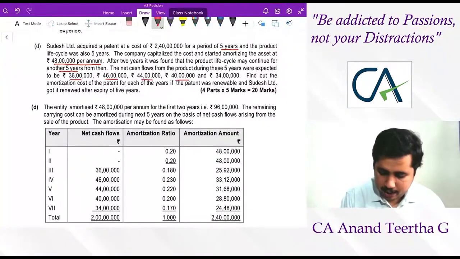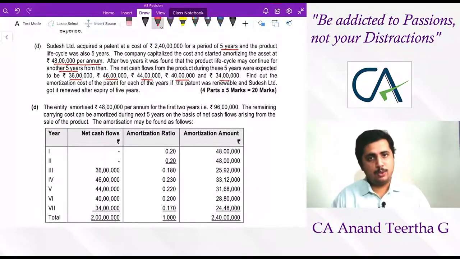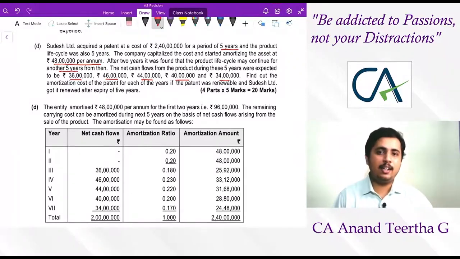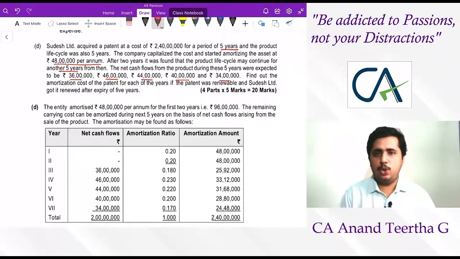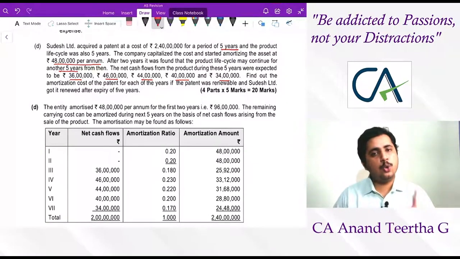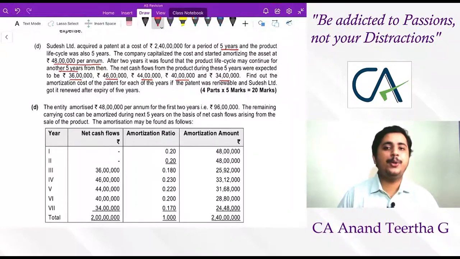So what is happening here? Initially they were in SLM. Now they want to shift it towards a pattern based amortization. Now first thing, can this be changed? The answer is yes. This change is change in accounting estimate. So therefore, prospective accounting should be done. Don't do any retrospective accounting. Do only prospective accounting. How it could be done?